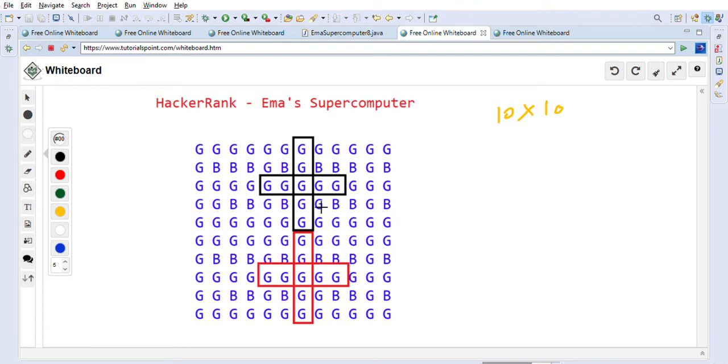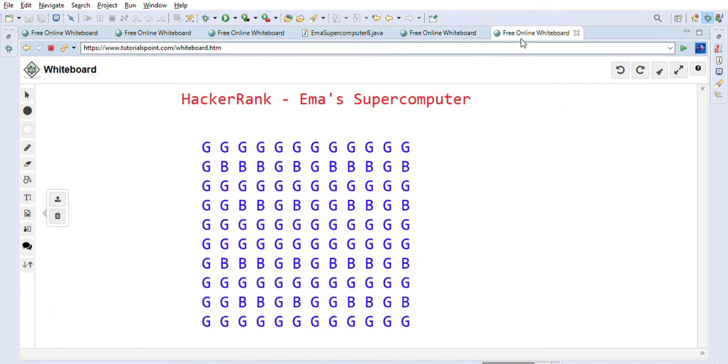So basically we have to find these, right? In such a way that they should not intersect each other, and they should be made up of all good cells. G is for good cells, right? So they should not have any B, correct? So how will we solve this problem? Let's discuss it with this example.